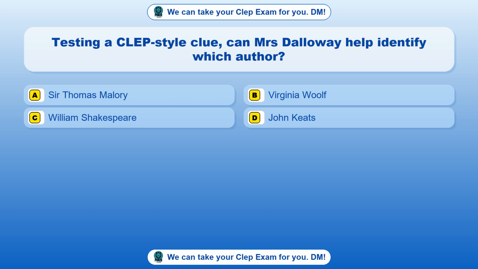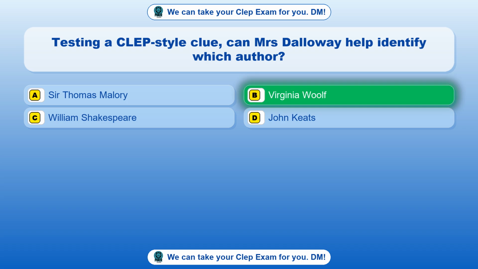Question 83. Testing a CLEP-style clue, can Mrs. Dalloway help identify which author? Option A, Sir Thomas Malory. Option B, Virginia Woolf. Option C, William Shakespeare. Option D, John Keats. The correct answer is option B, Virginia Woolf.